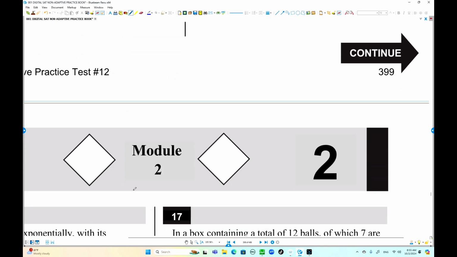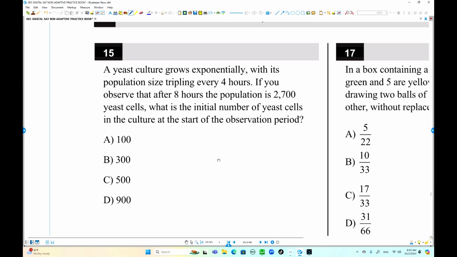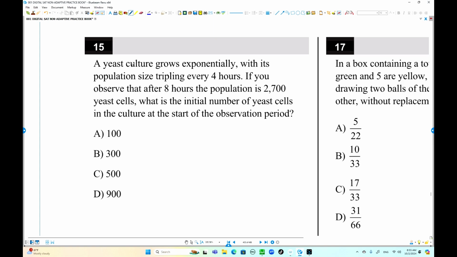All right, move on to number 15. Here's number 15. The yeast culture grows exponentially with its population size tripling every 4 hours. The equation looks like this, that is exponential. The initial value is P of 0. Triple is 3 times every 4 hours, so t over 4. You need to know how to set up the equation. So we're going to find the initial value at the start of the observation period.